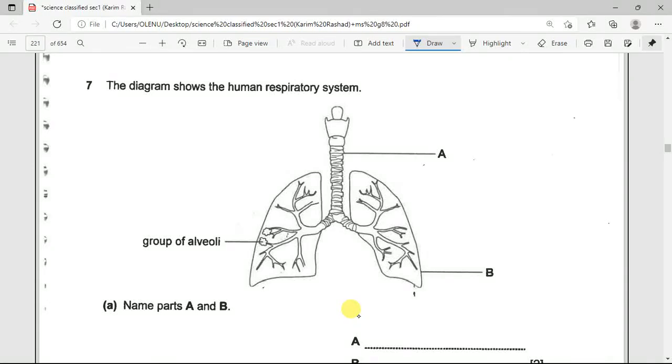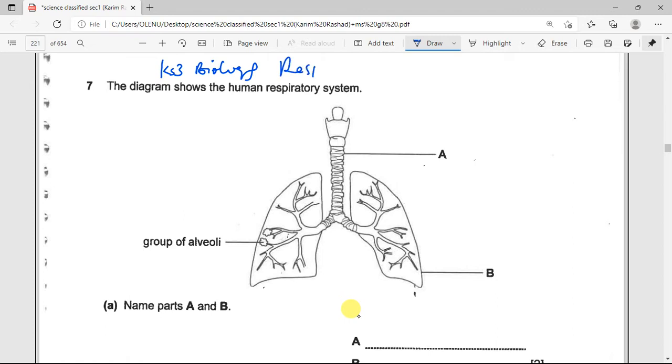In this aspect, we're going to look at key stage 3 biology, and we're going to be looking at the respiratory system. We're just going to have a quick walkthrough of questions on the respiratory system.